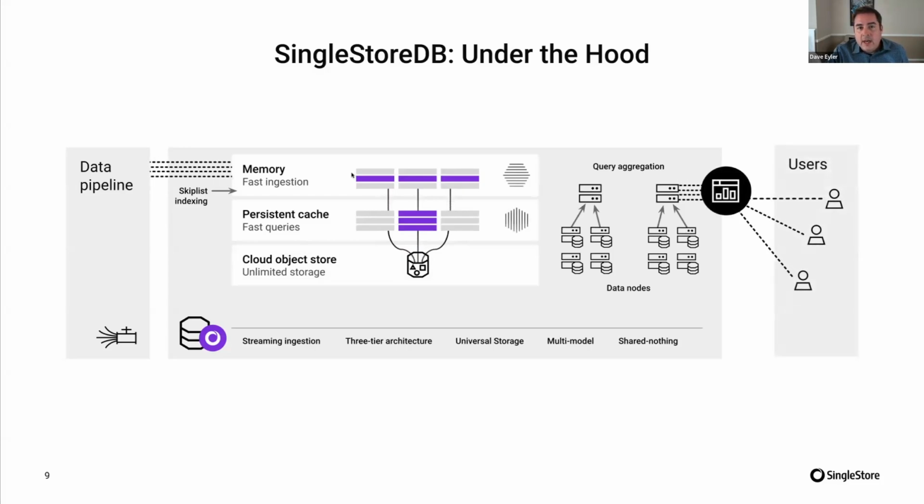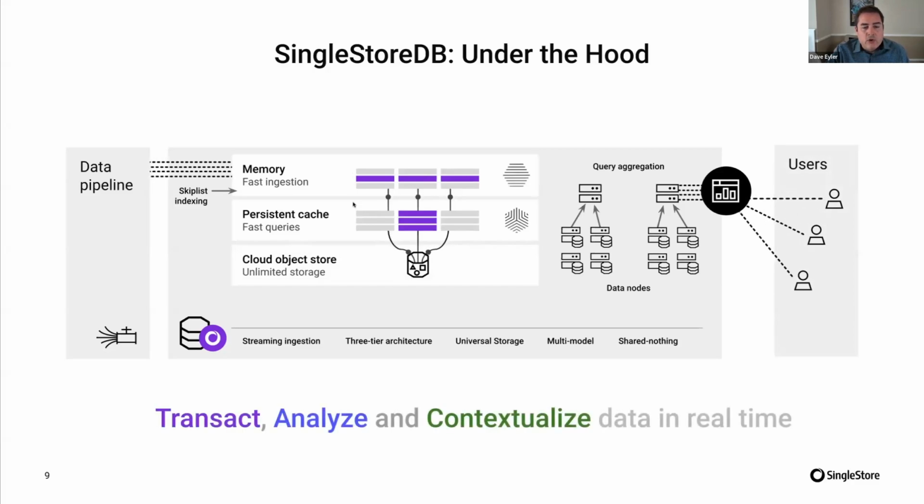All of this, the structure of the database is with nodes we call leaves, and then we've also got aggregators. They aggregate the queries. Many users you want can access these queries. And what does this allow us to do, to bring us back? What are we accomplishing? Transact, analyze, and contextualize data in real time. All right, let's go deeper on these capabilities.